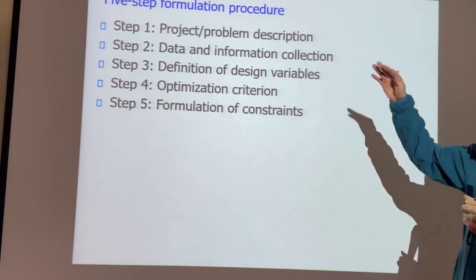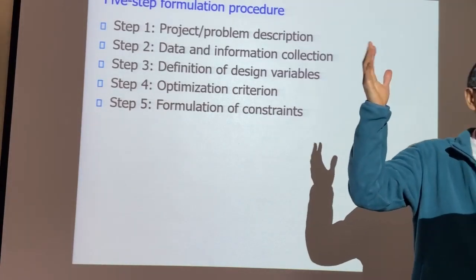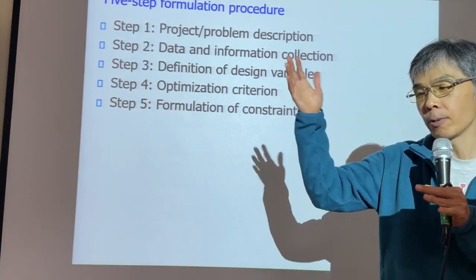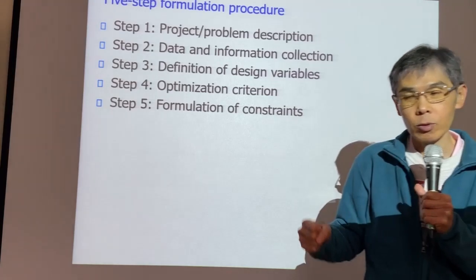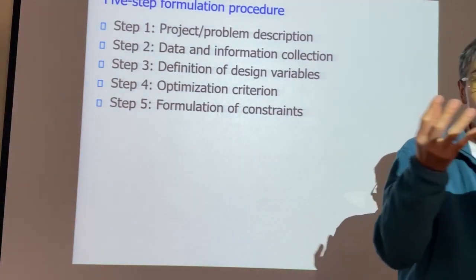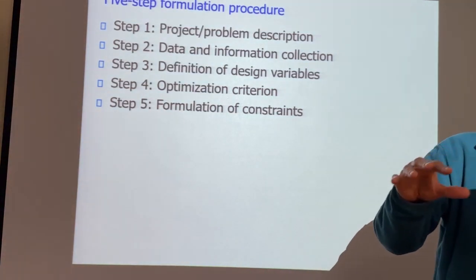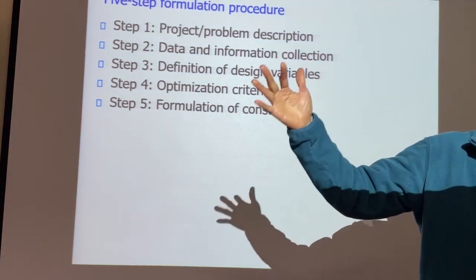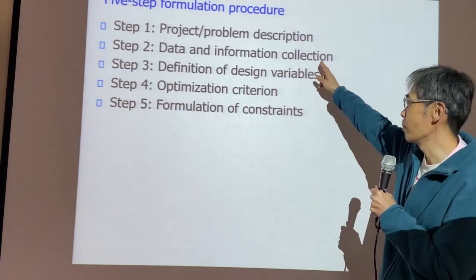Okay, 1, 2, 3, 4, 5. So step 1 is the description, just ordinary language, just a description of the problem. But step 2, we need to collect the data. We need to find out the material properties, the material property or the formulation information. We need to get information.